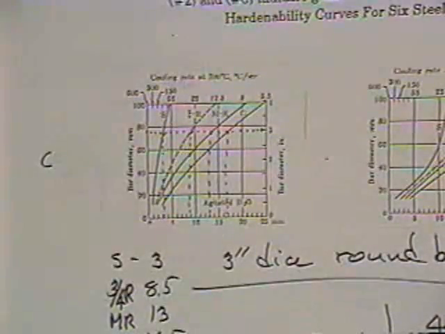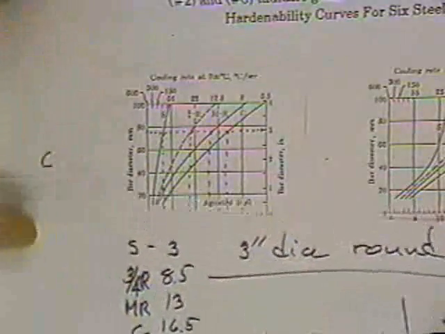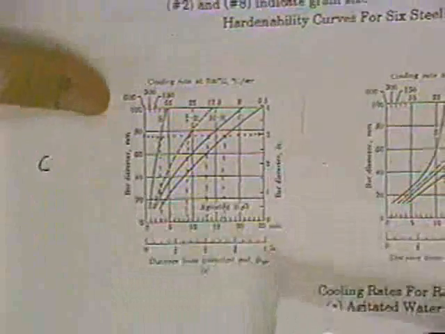Now, where's it going to be? Where's it going to be hardest? At the surface or at the center? Well, you're quenching it in water, that's going to cool quicker, so you would expect the surface to be harder than the center. If it's a material that has high hardenability, you're hoping that the inside is going to be nearly as hard as the surface. So let's try this for the two steels that we have.